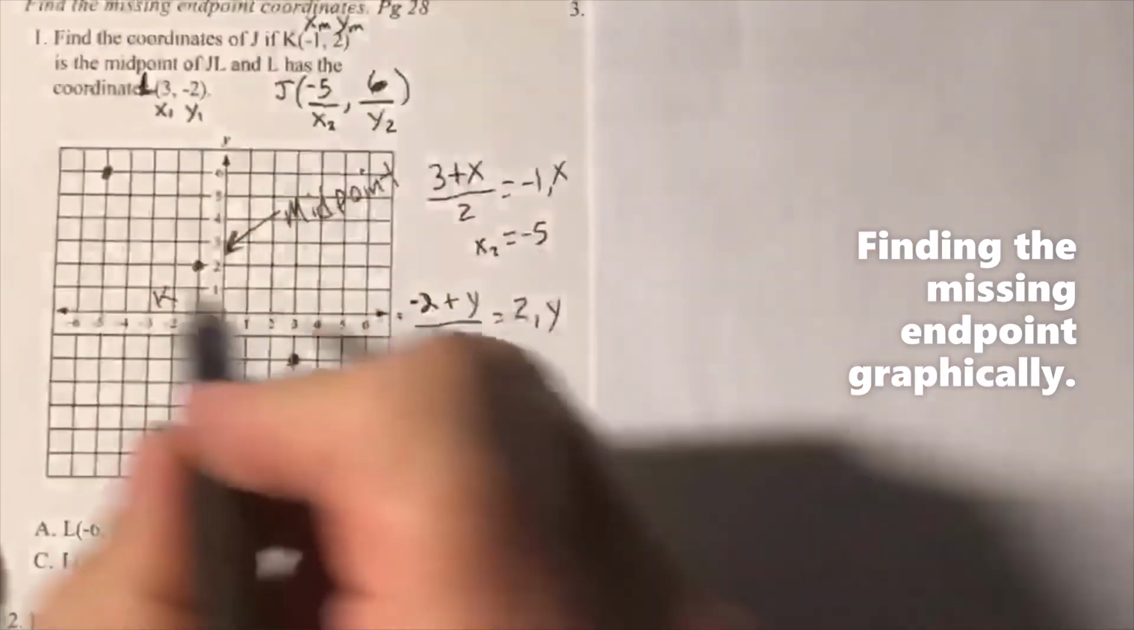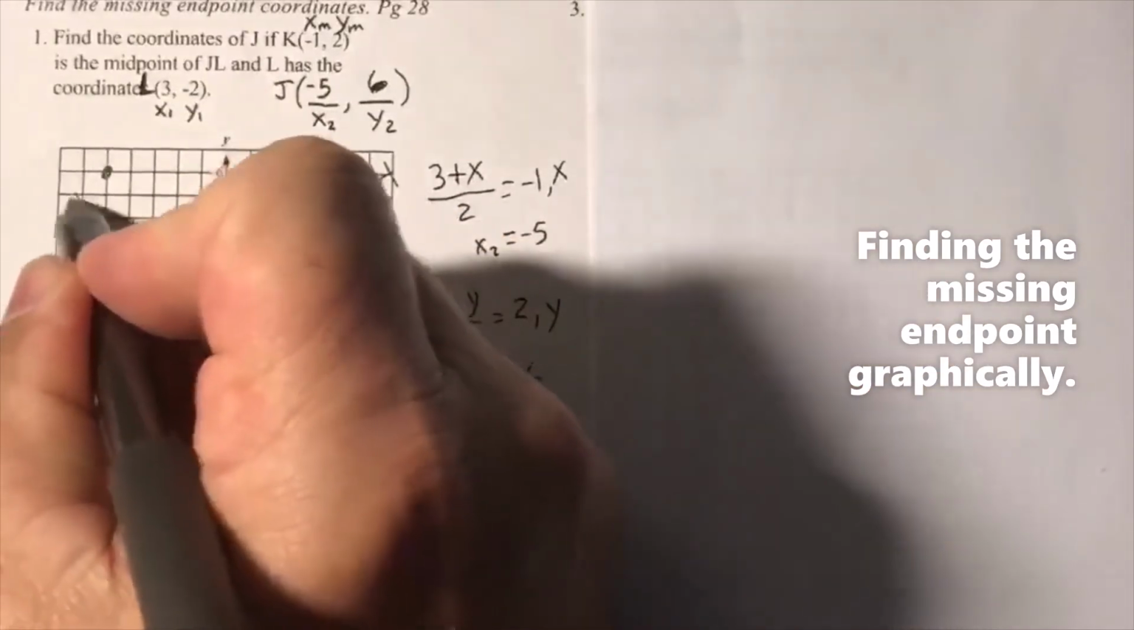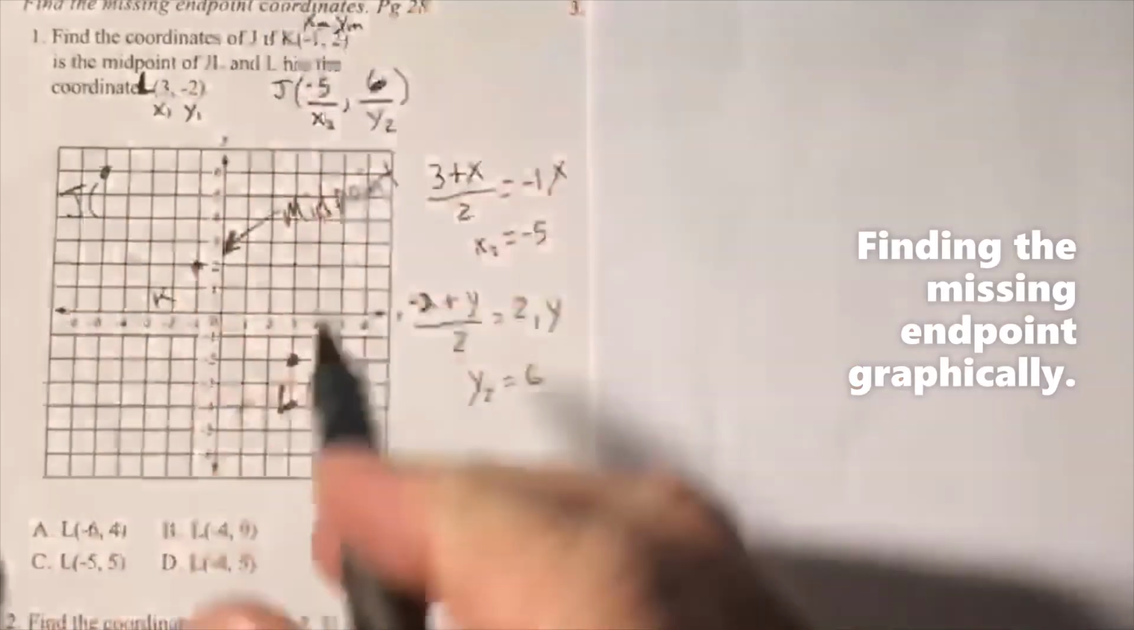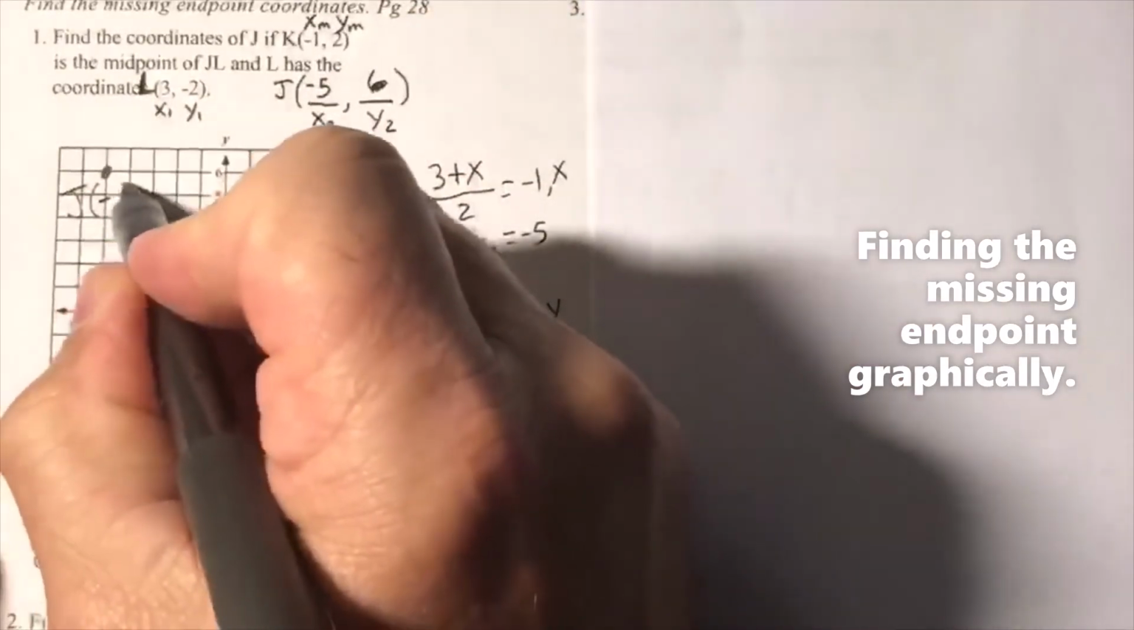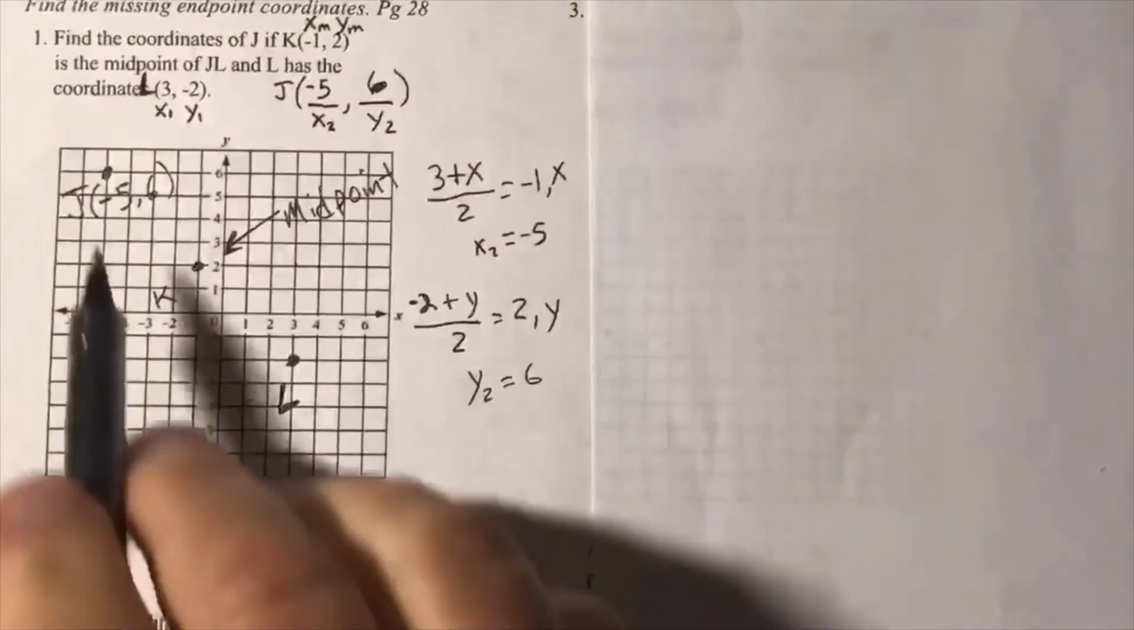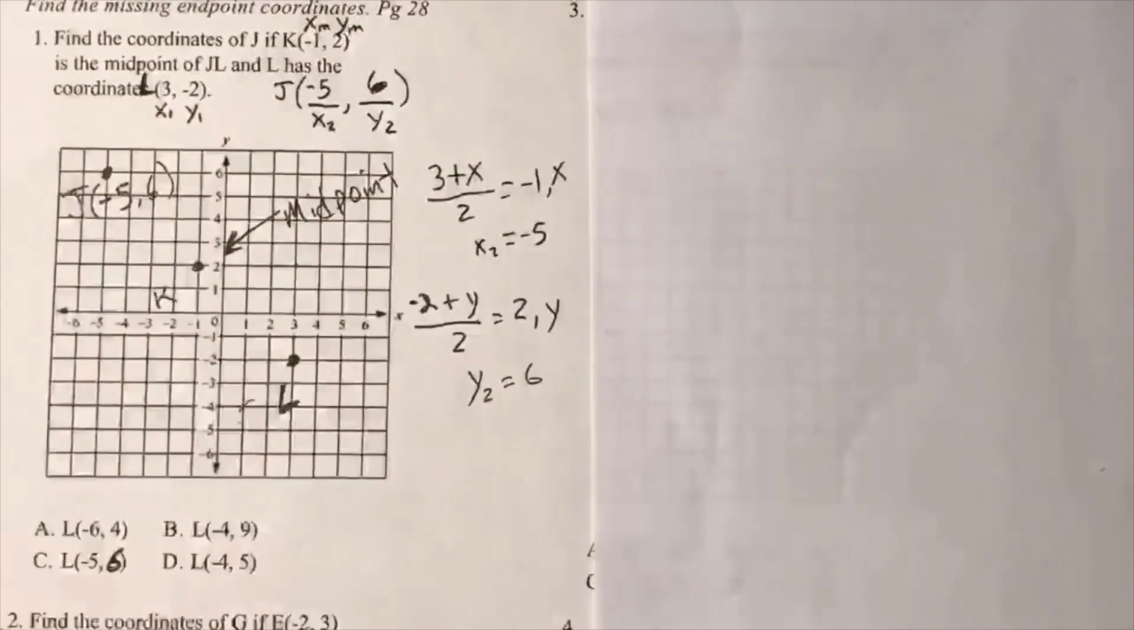So my J has the coordinates negative 5, 6. Okay, negative 5, 6 would be the missing endpoint.